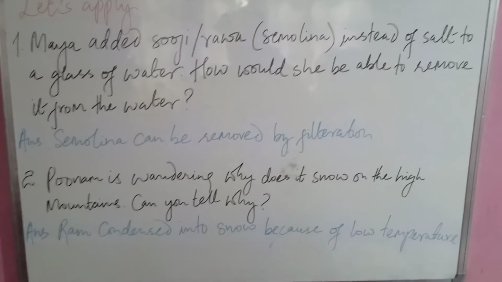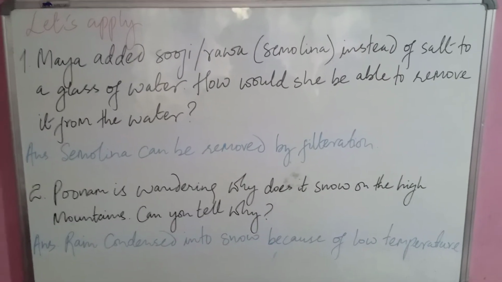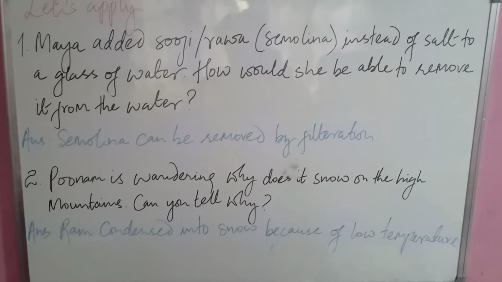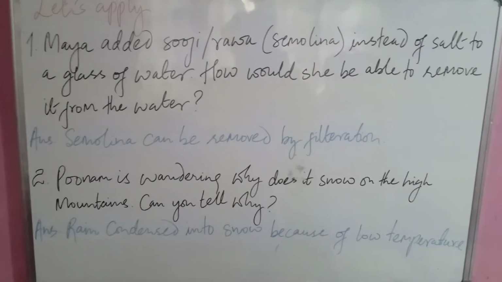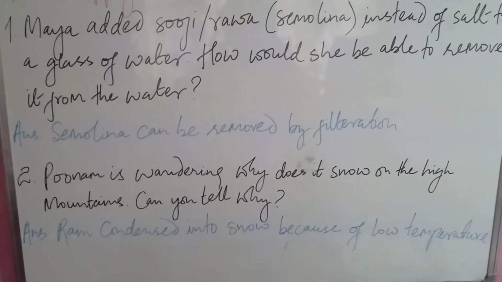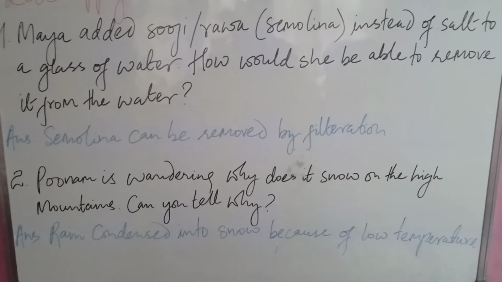Poonam is wondering, question number 2, why does it snow on high mountains? Can you tell why? Because rain condensed into snow because of low temperature.